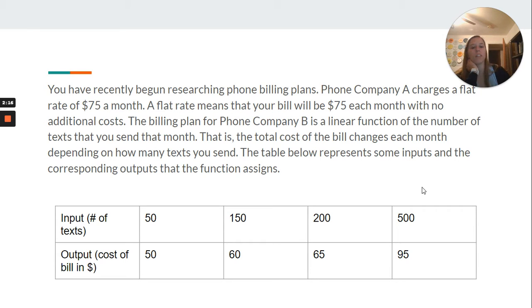The table below represents some inputs and the corresponding outputs that the function assigns. So here you have the chart: 50 texts out, $50. 150 texts out, $60. 200 texts, $65. 500, $95.